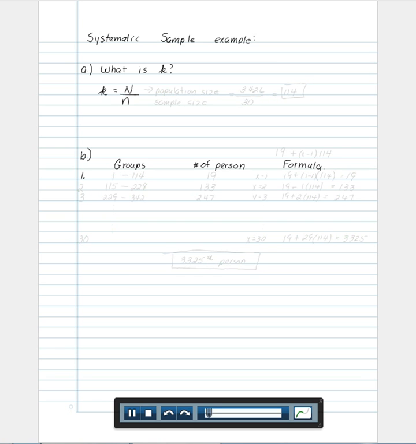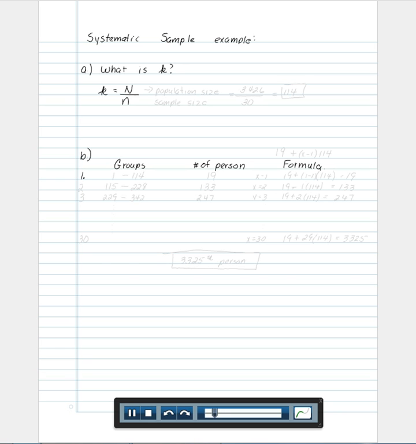Hi, we're going to take a look at an example of a systematic sample from MyStatLab. The Human Resource Department at a certain company wants to conduct a survey regarding worker benefits. The department has an alphabetical list of all 3,426 employees at the company and wants to conduct a systematic sample of size 30. What is K?